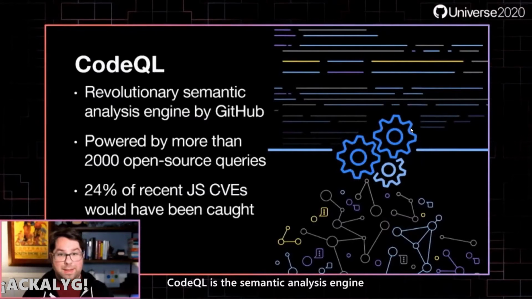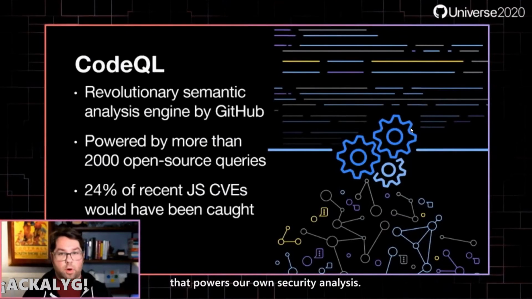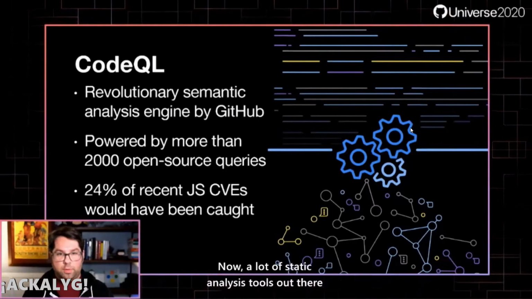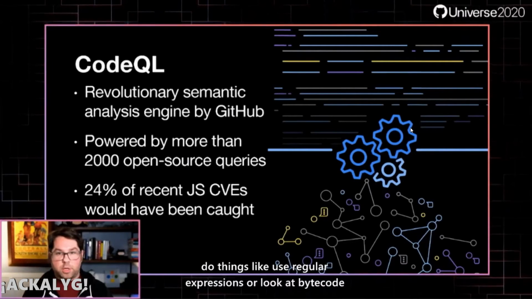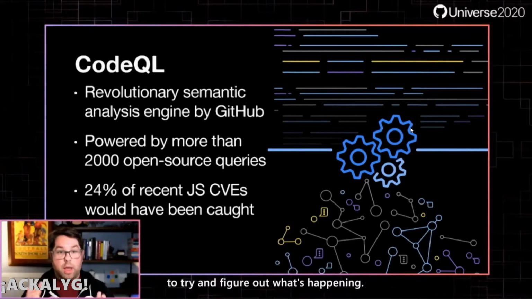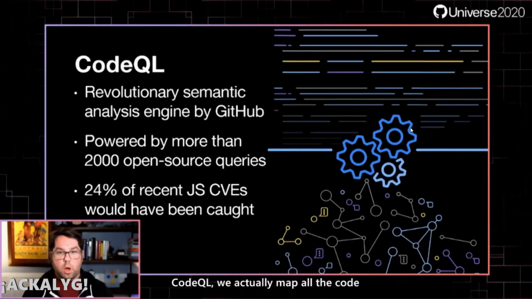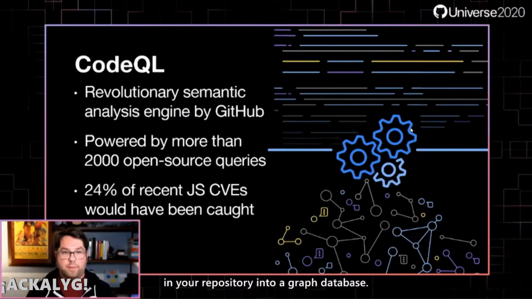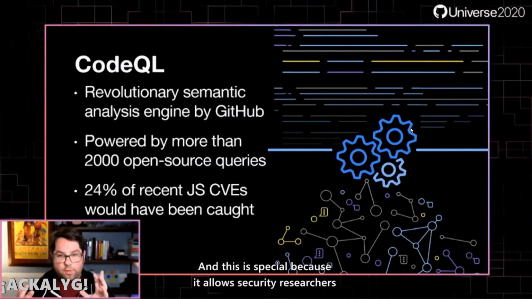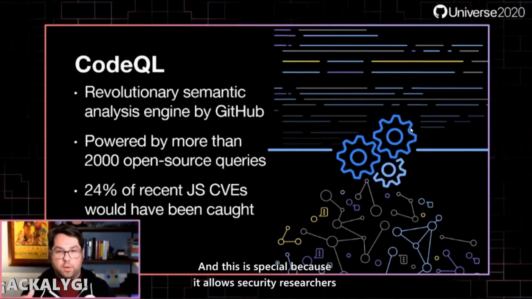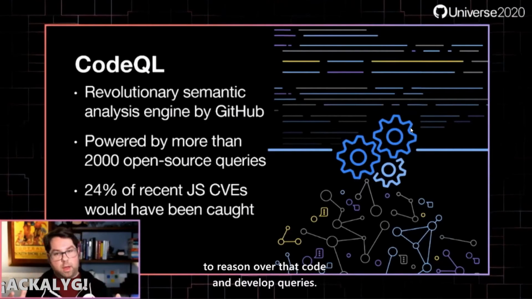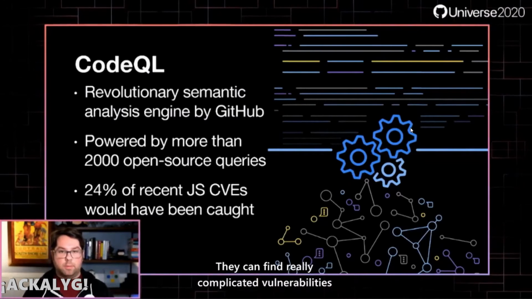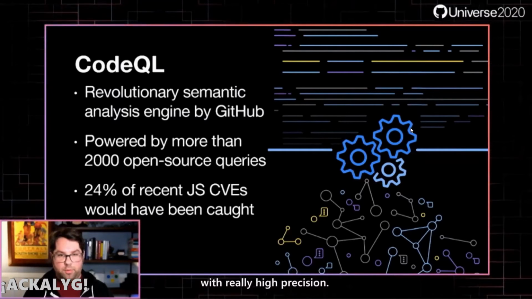CodeQL is the semantic analysis engine that powers our own security analysis. Now, a lot of static analysis tools out there do things like use regular expressions or look at bytecode to try and figure out what's happening. With CodeQL, we actually map all the code in your repository into a graph database. And this is special because it allows security researchers to reason over that code and develop queries and find really complicated vulnerabilities with really high precision.